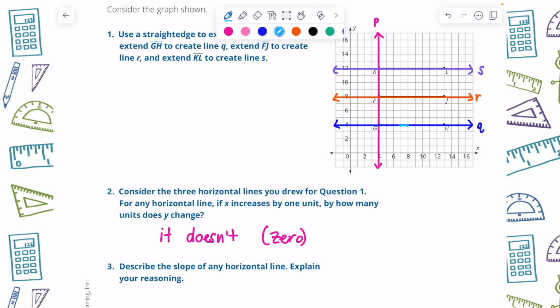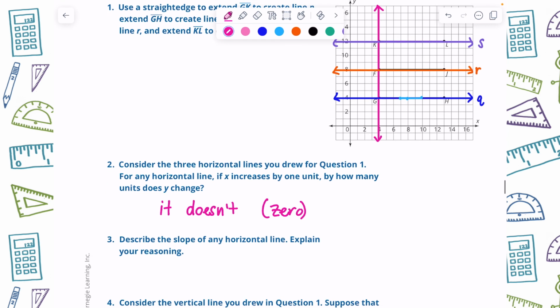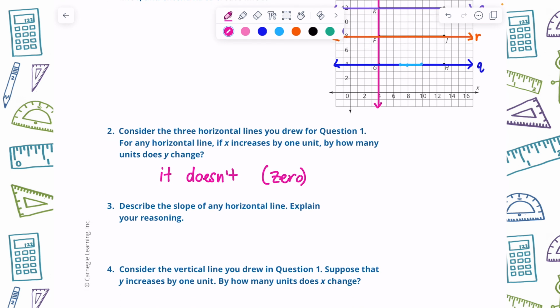How many do we rise? 0. How many do we run? 1. So we end up with 0 over 1, or we had 0 over any number, really, because we could have used a point over here, and then we rose 0, we ran 3. So we would have 0 over a number, which is just 0. So the slope of any horizontal line is just 0.